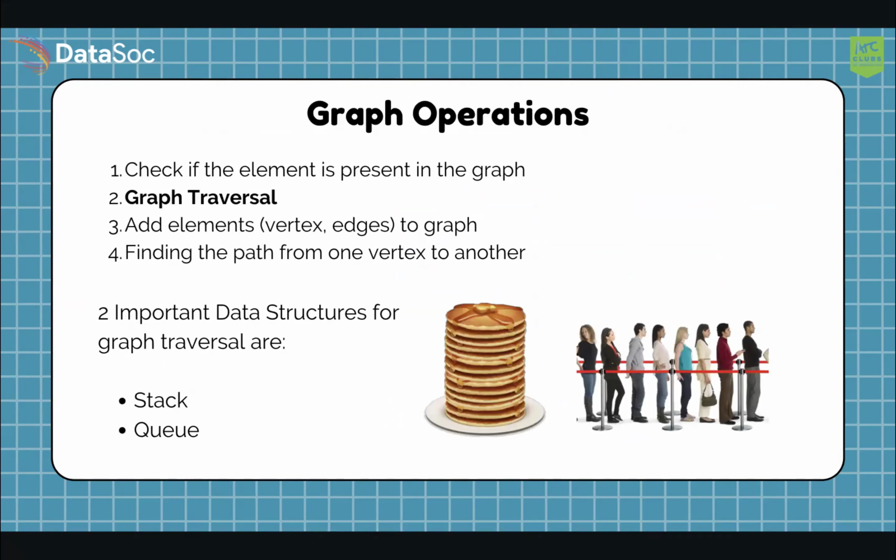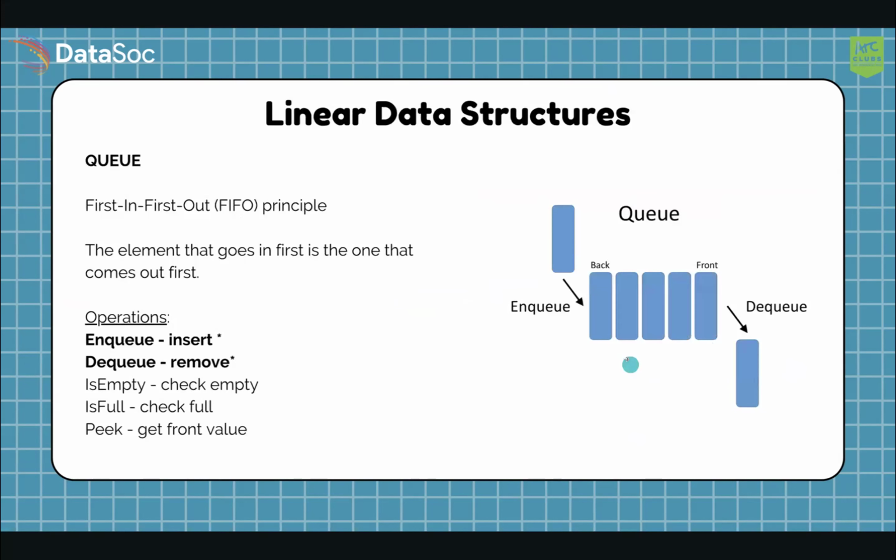Now, what are graph operations? We can do a lot of operations on a graph, which could be check if an element exists. We can do graph traversal. We can add elements to the graph, or we can find the path from one point to another. So we'll be looking at graph traversal, right? And two important data structures for graph traversal are stack and queue. A good visualization would be that a stack could be like a stack of pancakes where you stack them on top of each other, and a queue such as a queue of people, right? So we'll quickly look at these two data structures.